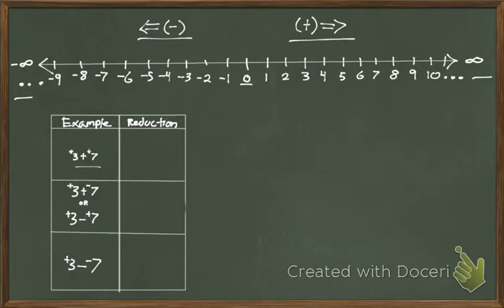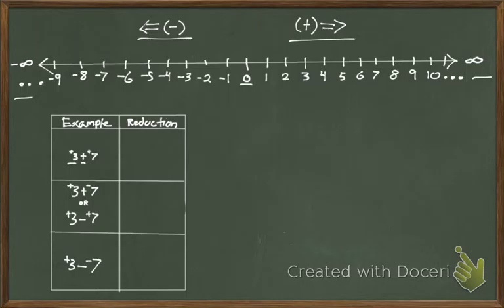So, example 1, we've got positive 3 plus positive 7. And I'm just going to relate each one of these back to this number line just because that's the way I think about it. That's my favorite way to look at it, and I think that I'm not alone in that. So again, positive 3 is a right-hand movement on the number line.